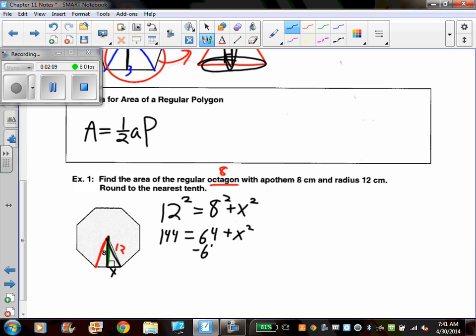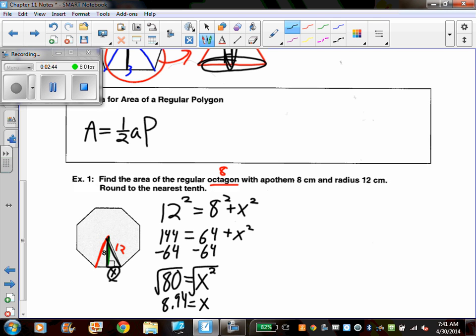We'll subtract 64 from both sides to get x squared by itself. 144 minus 64 is 80, and that equals x squared. To get x by itself, we will square root both sides. And when we type in square root of 80, we get approximately 8.94. Now remember, that's going to be half of the length of that base segment. So we'll want to double that.